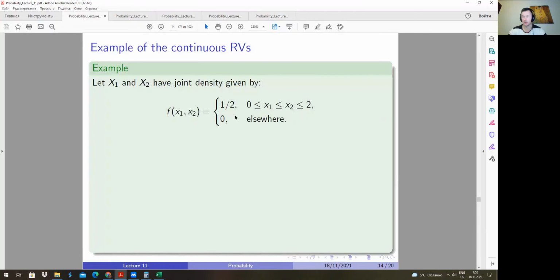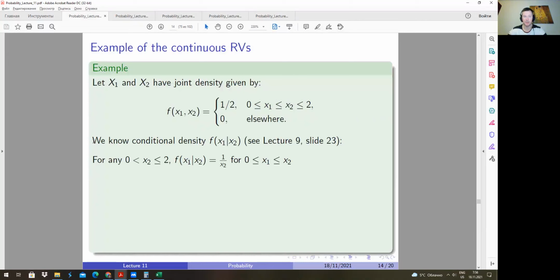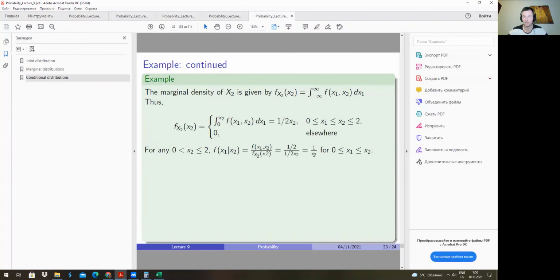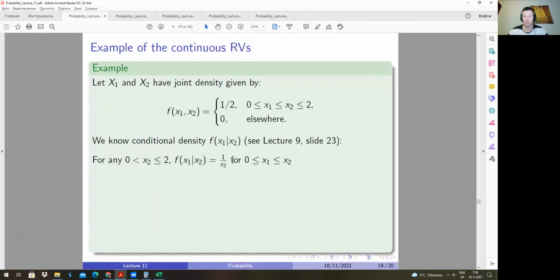And then we had this joint density function, and we know this conditional density f of x1 given x2, which is the density of the sales given some supply at the beginning of the day. If I know how much I have in my soft drink machine at the beginning of the day, I build the density function for the volume of sales. And that was the density function that we derived in lecture number 9. It's here, 1 over x2. So you see that this is a function of x2.